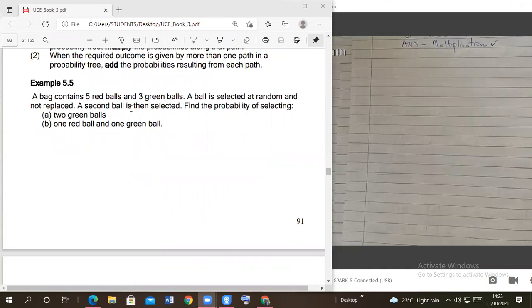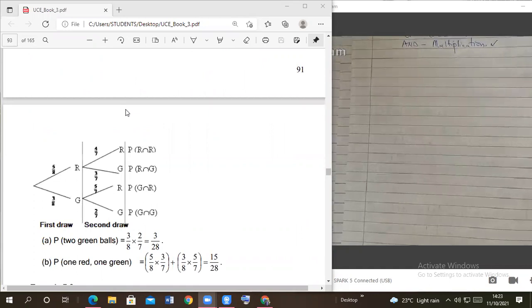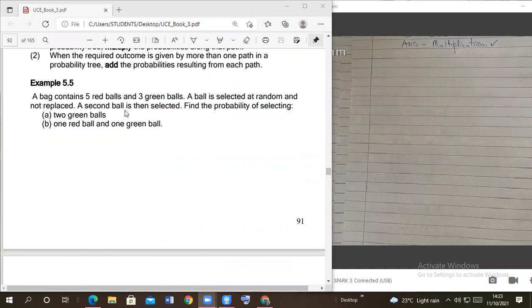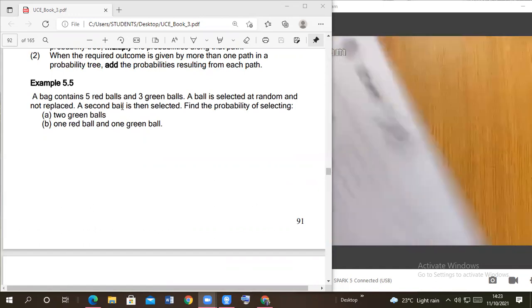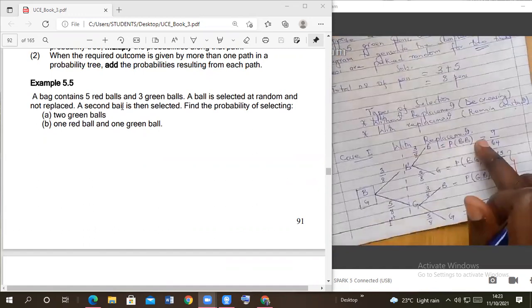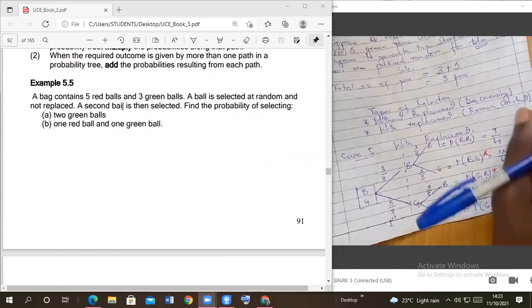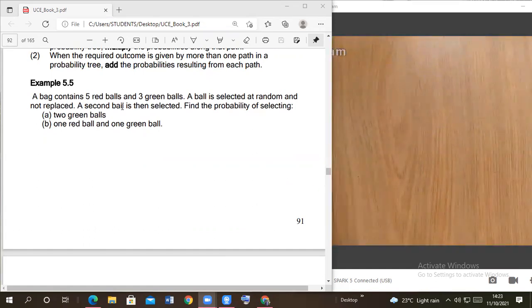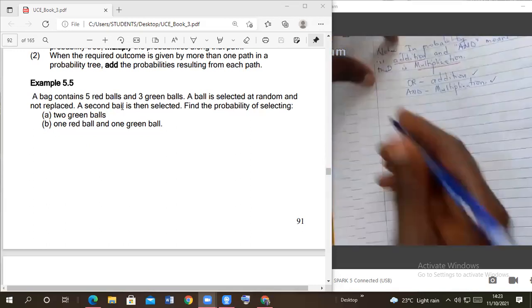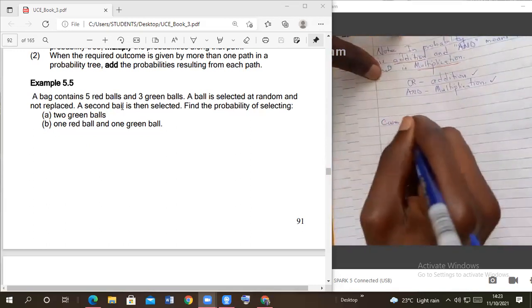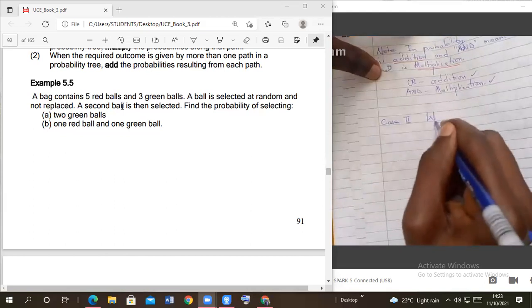This is what we have just seen up there. But what we did here was with replacement. Now let's discuss one where there's no replacement. Case number two, without replacement.